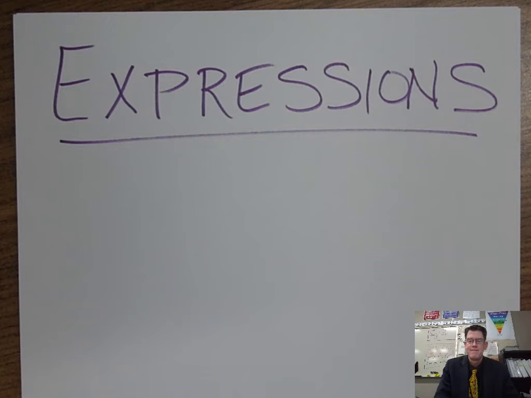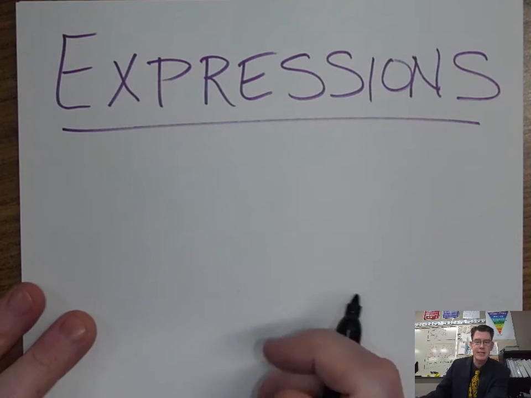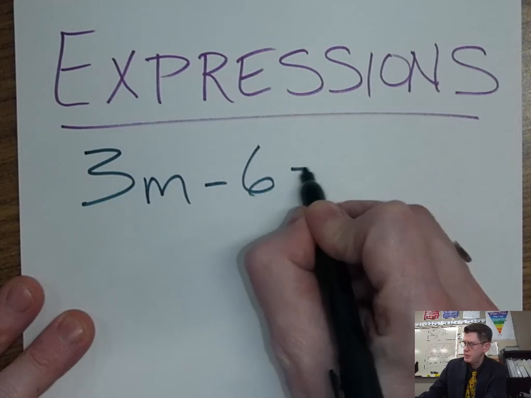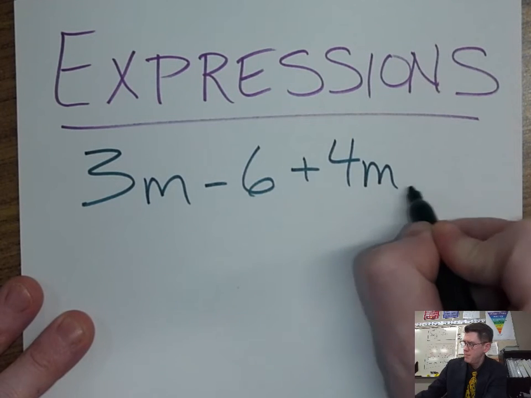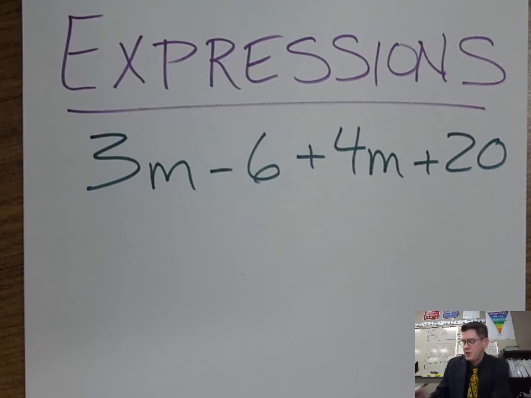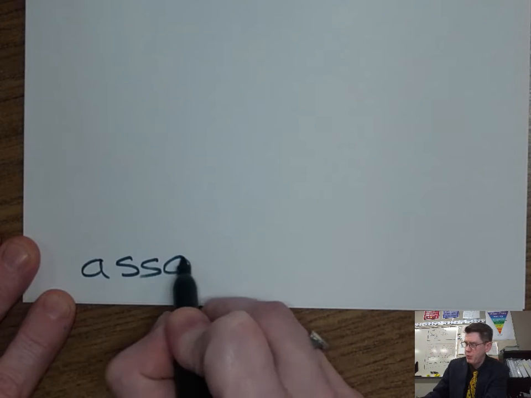Okay, you've learned about expressions, math expressions, like a math expression that maybe looks like this: 3m minus 6 plus 4m plus 20. It's a math expression. These are terms of the expression. Well, today we're going to be talking about two properties about these expressions. They're the associative property.